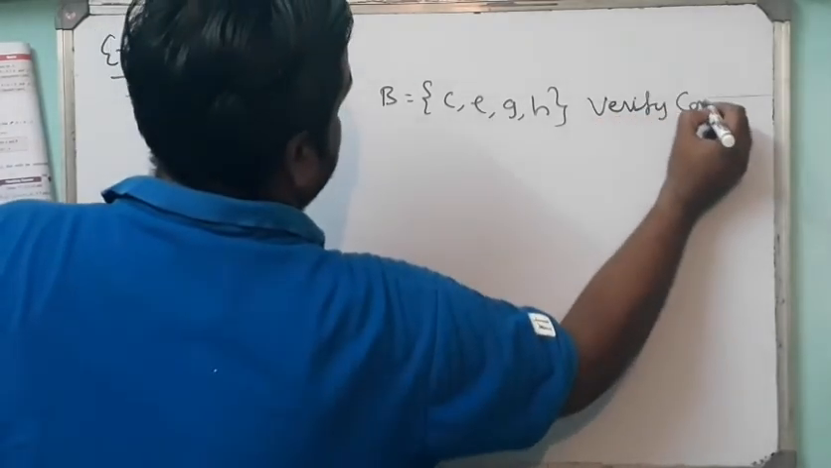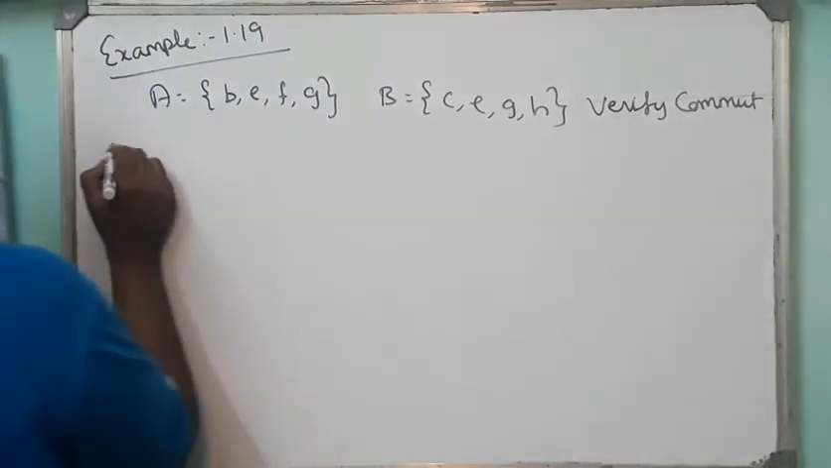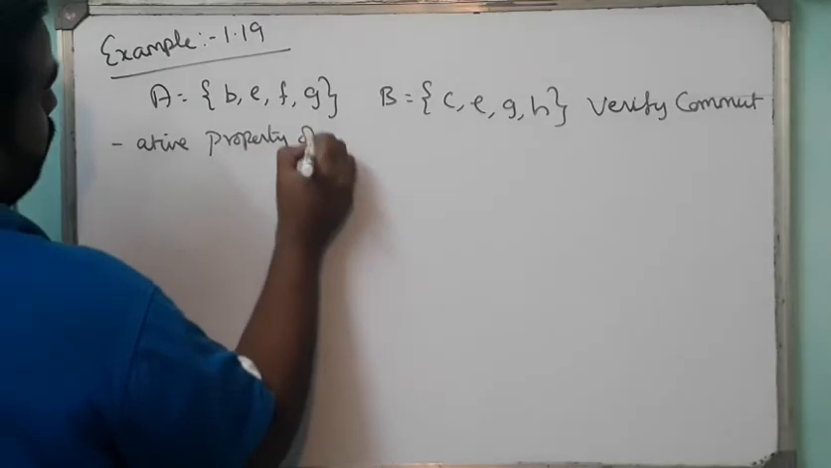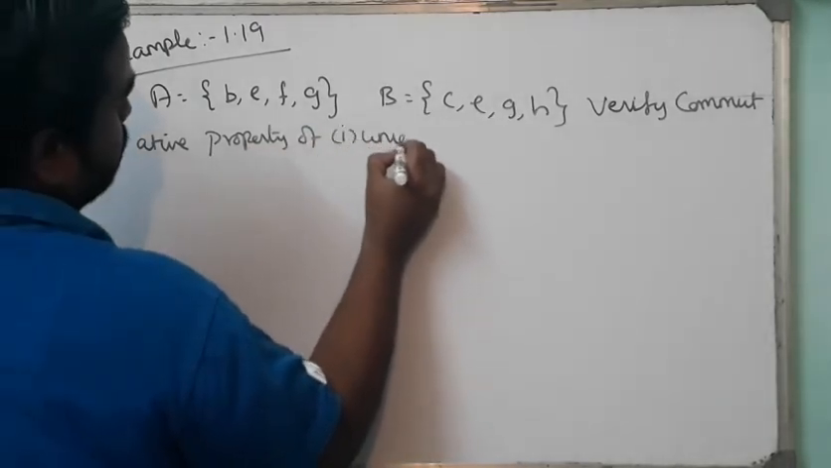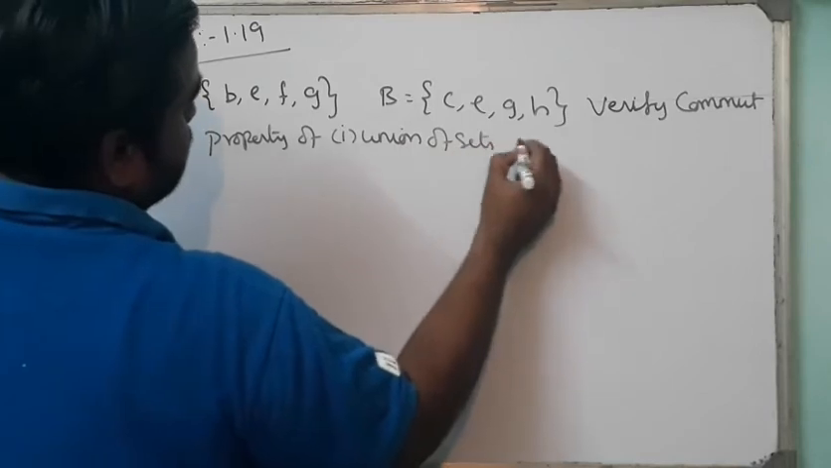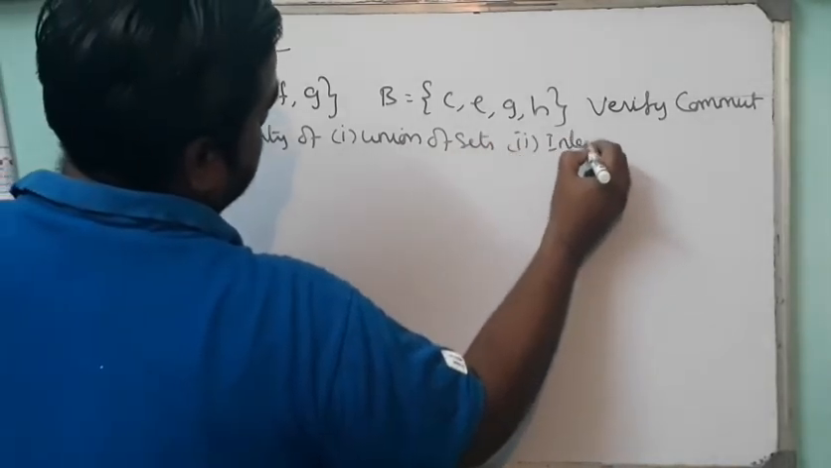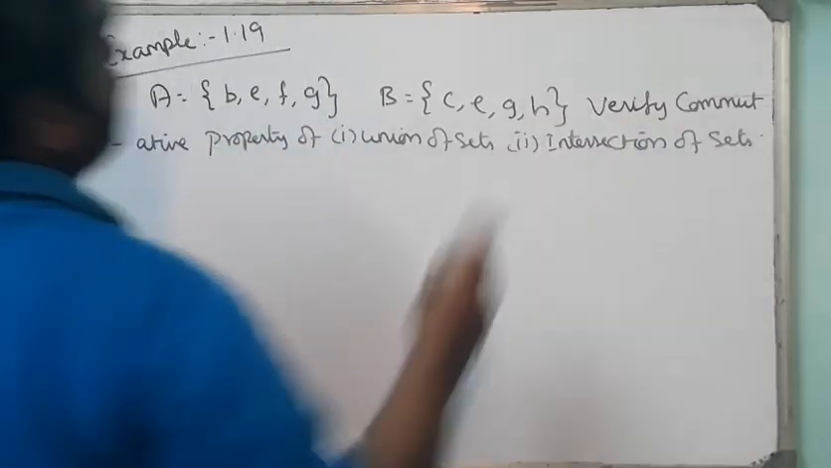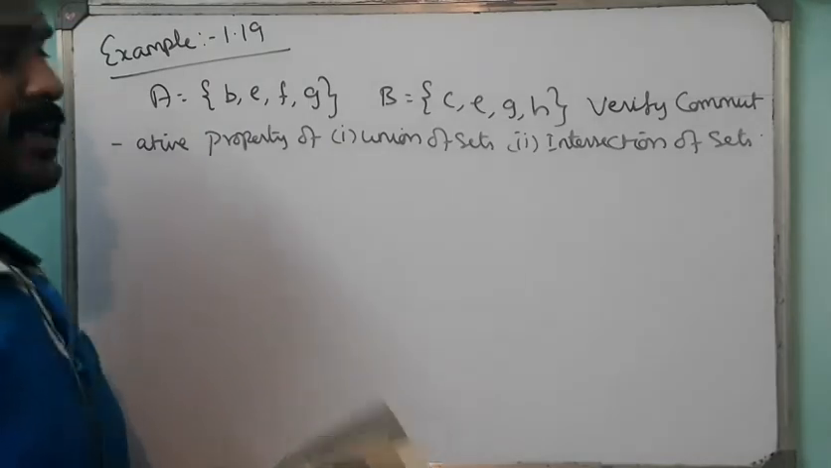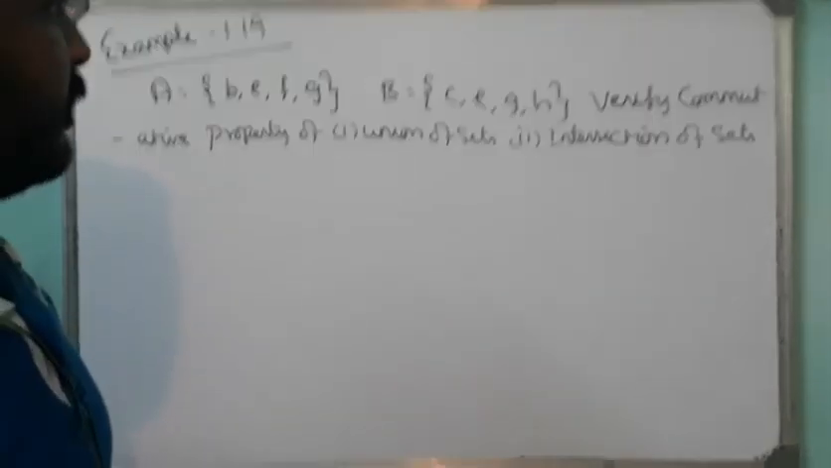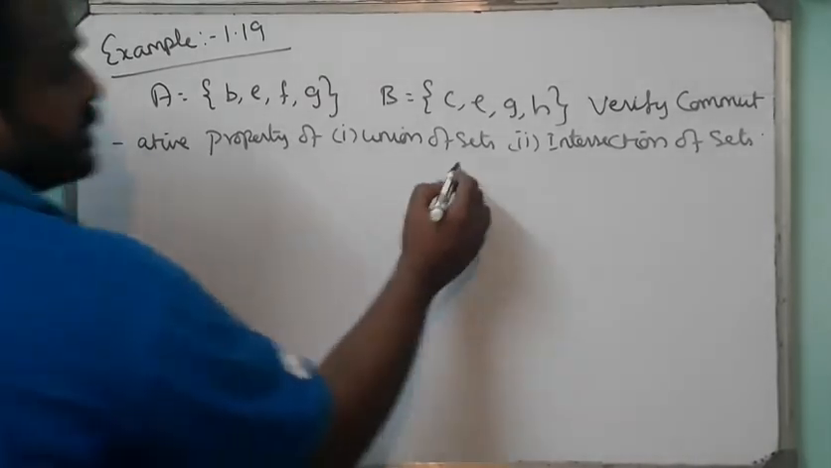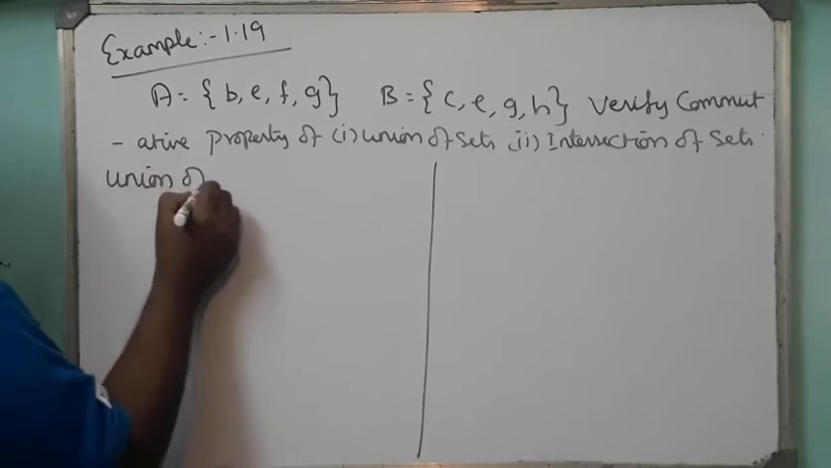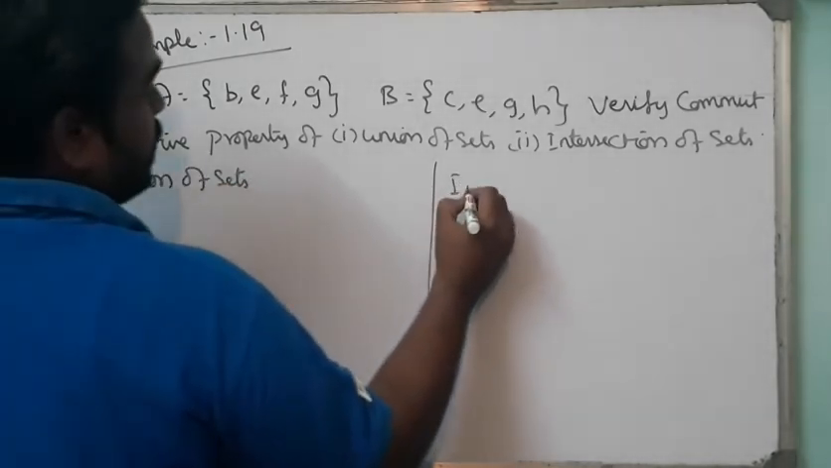Verify commutative property of first one union of sets, second one intersection of sets. A set is given, B set is given. You are asked to verify the commutative property of union of sets, intersection of sets. We will divide it into two halves. The first one will take it as union of sets. The second one is intersection of sets.